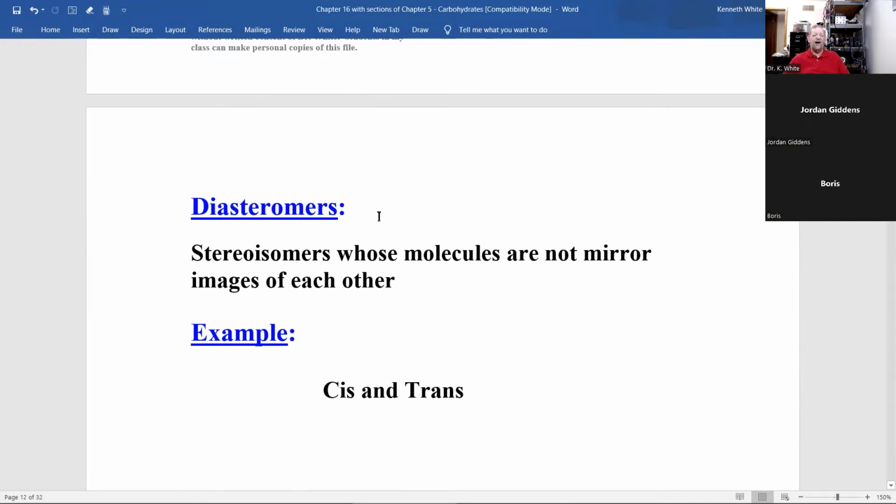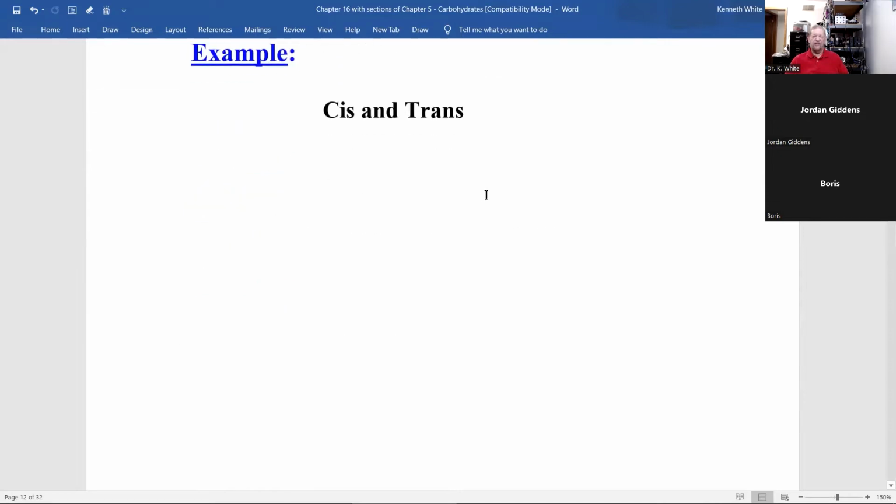Now, the switch is off, but we also have a term called diastereomer. Those are stereoisomers that are not mirror images of each other. An example of that, which I didn't teach you when we learned about cis and trans, are diastereomers. Again, the switch was off, click for that slide.